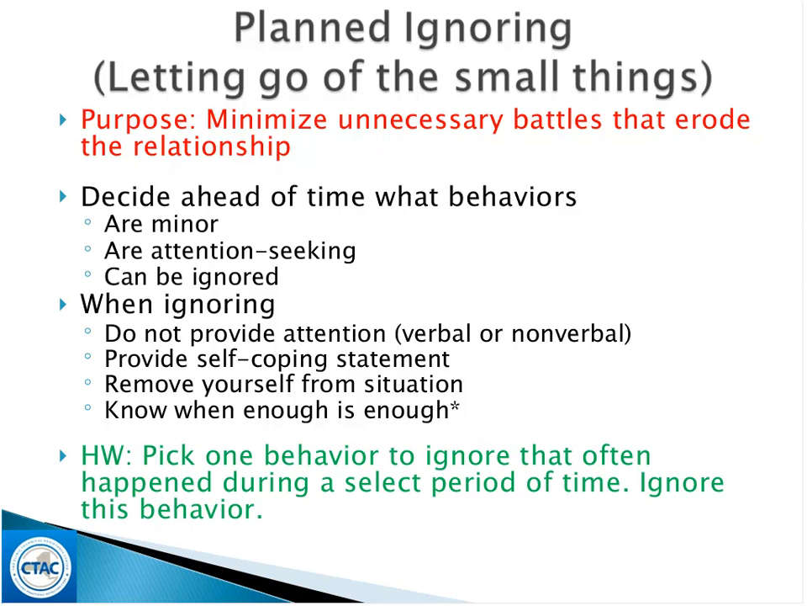So as a simple homework here, you want to pick one behavior to ignore that often happens during a select period of time. You want to ignore this behavior. So for instance, this is particularly useful for younger children. You get a lot of complaining and whining from transitions. So you can have a transition from playtime to dinner time or dinner time to bedtime. And when kids are asked to transition from a preferred to a non-preferred activity, they might do it, but do it begrudgingly, and they might complain a lot. Complaining is attention seeking. And so feeding into it can actually just escalate things to be an argument when it doesn't ever have to get to a point where it needs to be an argument.